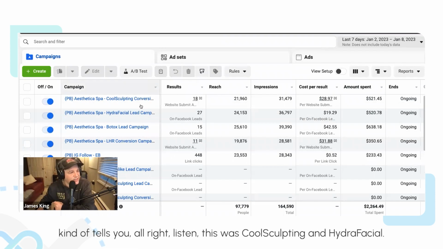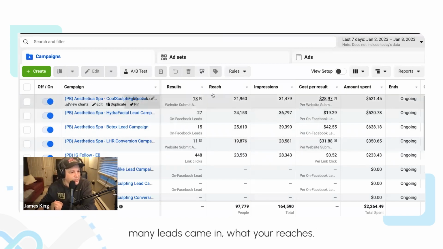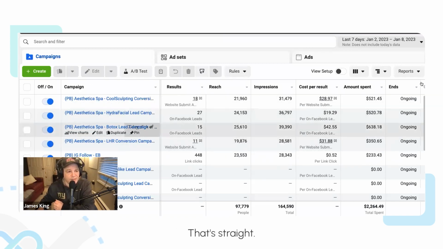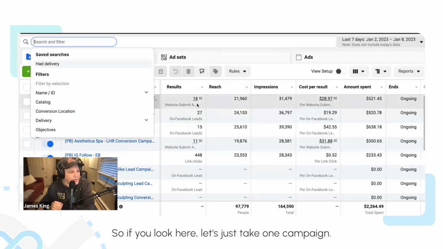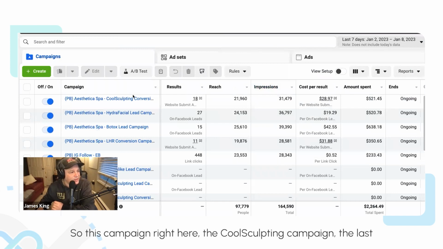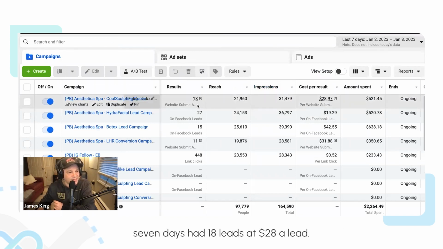And it tells you, all right, listen, this was CoolSculpting and HydraFacial. These are your costs per lead, how many leads came in, what your reach is. That's great. What I like to do is, let's take one campaign. This campaign right here, the CoolSculpting campaign, the last 7 days had 18 leads at $28 a lead.